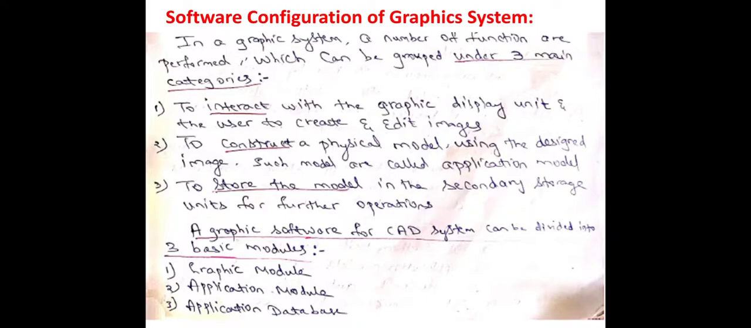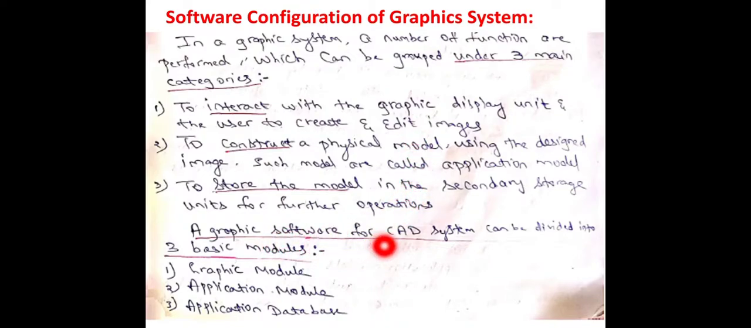The software configuration of a graphics system: in a graphics system, a number of functions are performed which can be grouped under three main categories. First, to interact with the graphic display unit and to create and edit images. So we can interact with the software, that is what they are specifying here. Second, to construct a physical model using the designed image; such models are called application models. Third, to store the model in the secondary storage units for further operations. So these are the three main functions of the graphics system.